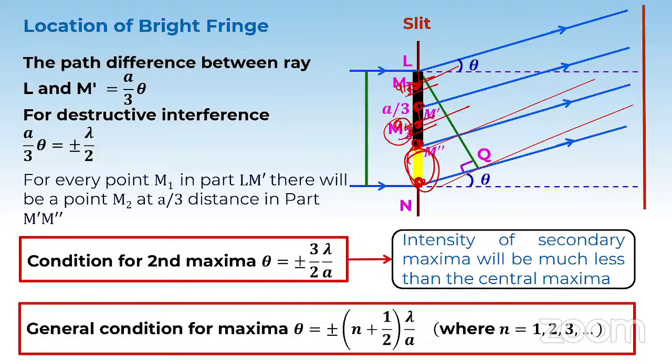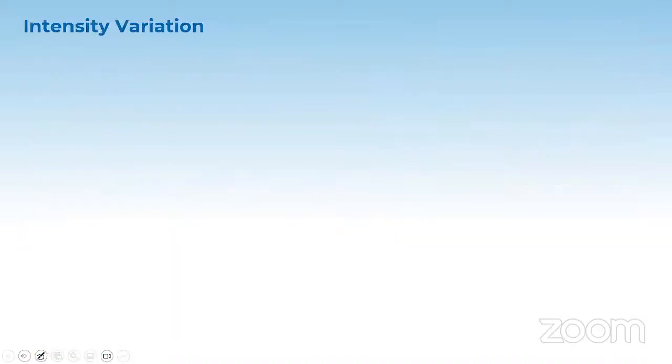So here intensity of secondary maximum will be much less than the central maximum. मतलब सबसे ज्यादा bright spot तो आपको center में ही मिलेगा. These maximas will be somehow bright but not bright as the previous one. Got it? Now intensity variation. अब देखो, आप central maxima पे आपको सबसे bright spot मिला, and the other maximas are what? Other maximas are less than.